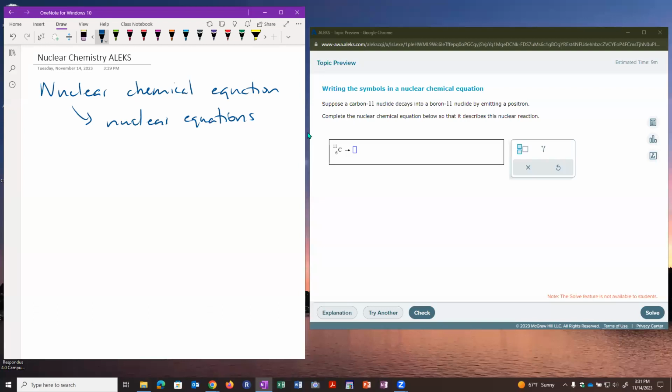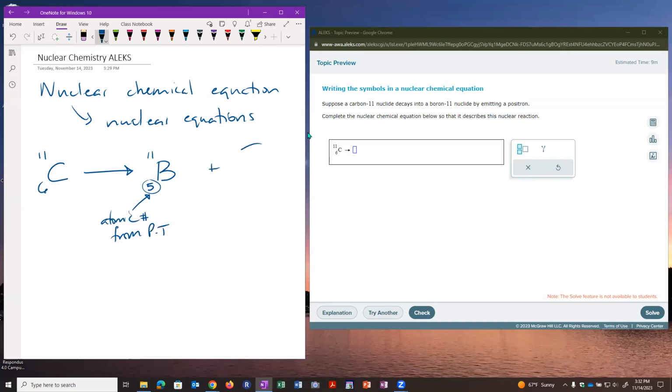So we're given here the reactant, which is our carbon-11 nuclide, and then we're told that this decays into boron. So boron is B, and boron-11, so that means the mass number here is going to be 11. Now, we don't know what the atomic number is. Well, actually, we do, because we can look it up on a periodic table. So for boron, I have my table handy. That atomic number is 5. So that I can look up. Okay, so that's the atomic number of protons from the periodic table.